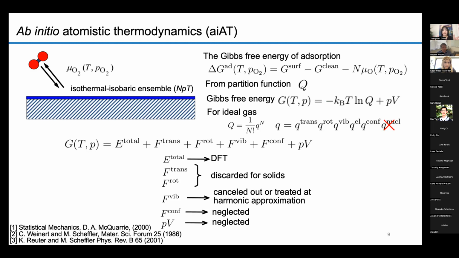In practice, in this method, the total energy of the surface is provided by density functional theory calculations, and the translational and rotational free energies are usually discarded for solid systems. And the relative vibrational free energies between the whole adsorbate system and the clean surface are largely canceled out or treated at the harmonic approximation, and the configurational free energy is neglected, so is the PV term.